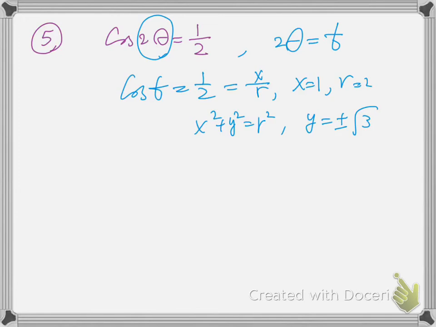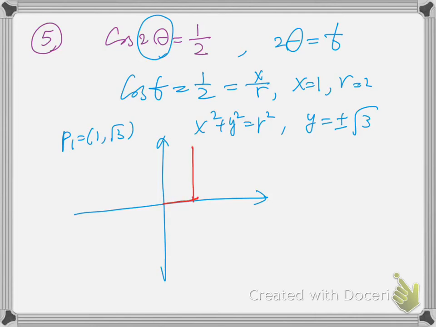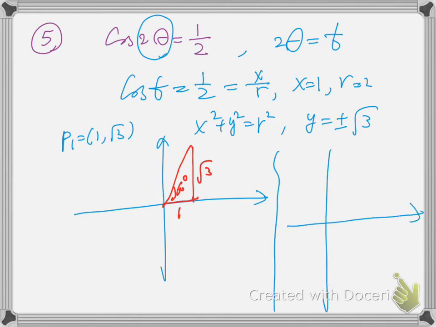So now two solutions. The first one, P1, is (1, radical 3). So it's here. So 60. This is not theta, this is t. And then the other solution is (1, negative radical 3). The reference angle is 60.